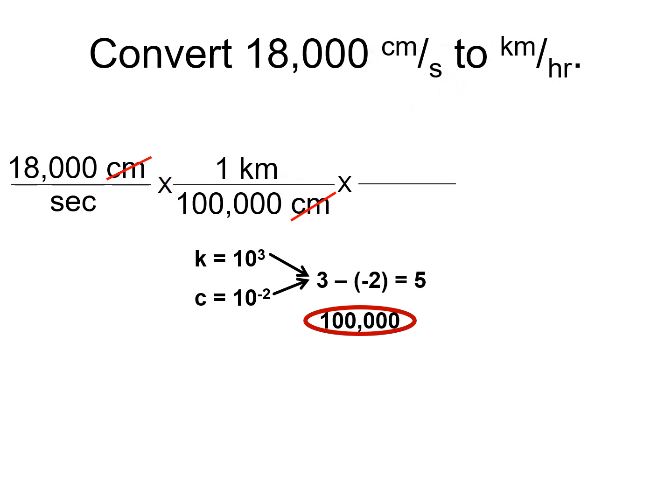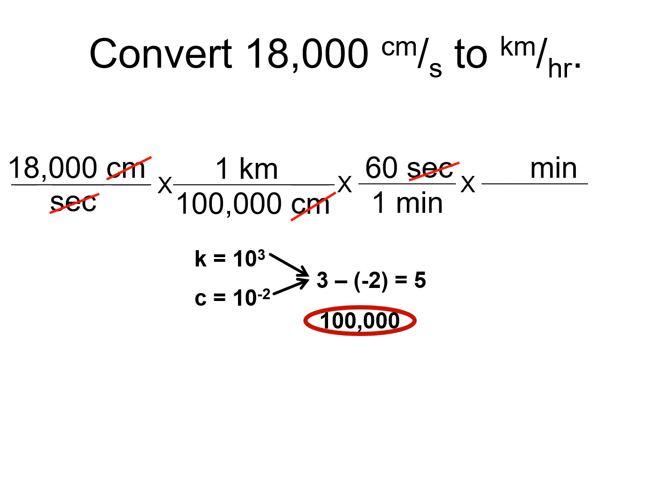Now we need to go from seconds to hours. But I can't go seconds straight to hours because I don't know what seconds is to hours, but I can go seconds to minutes. So 60 seconds in 1 minute, so we make sure that the numbers are equal to each other. The measurement is 60 seconds in 1 minute, and don't confuse that with 1 second equals 60 minutes because that doesn't make sense.